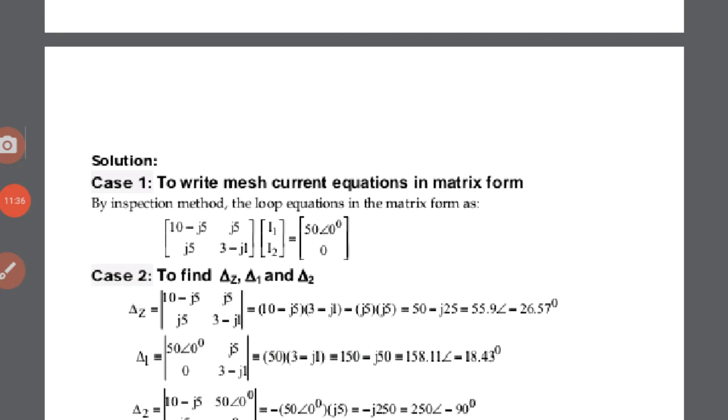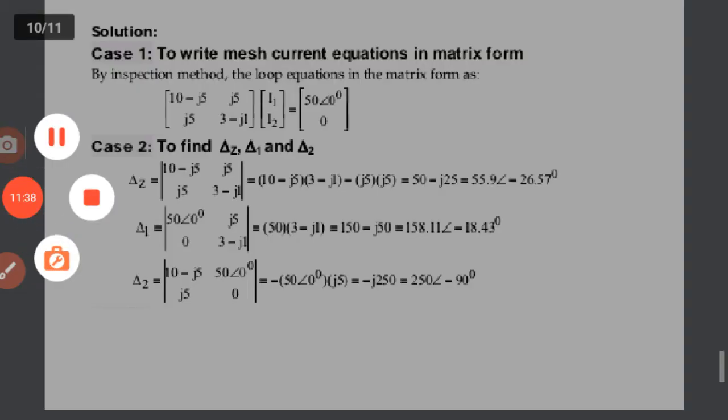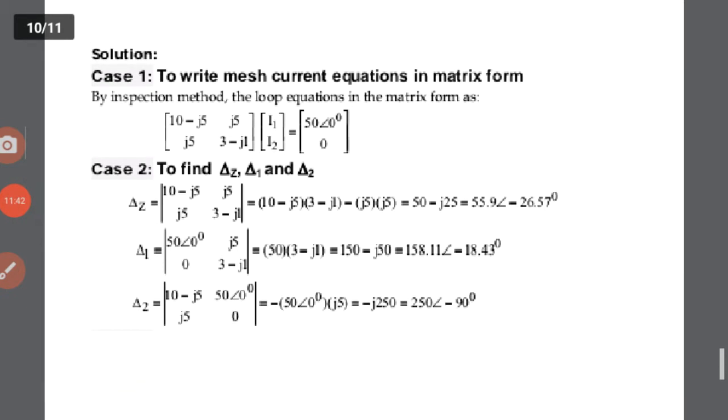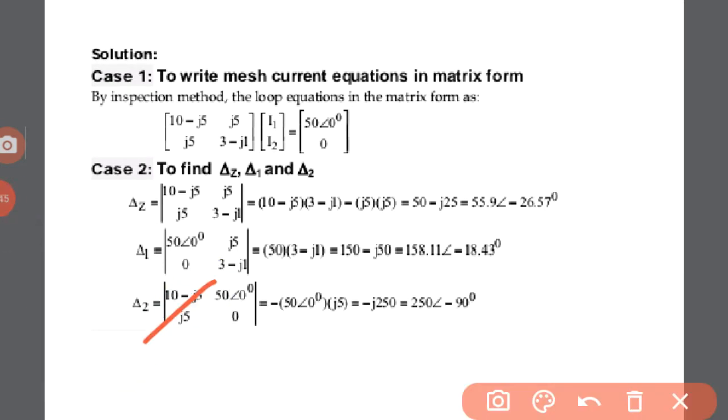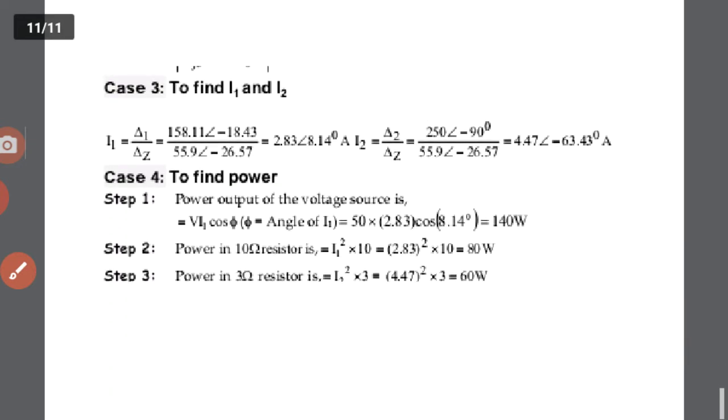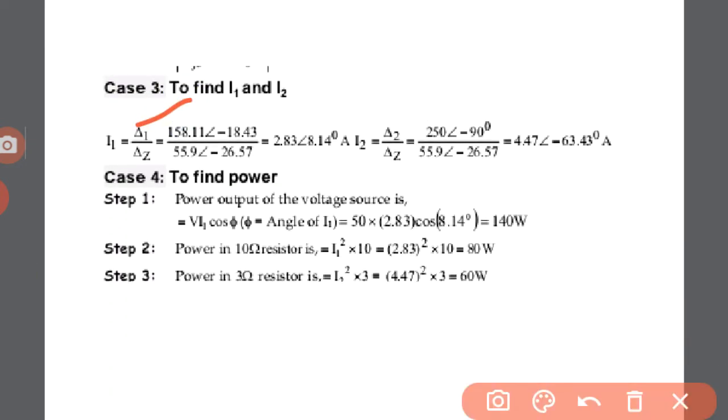After the matrix, determine the values of delta z, delta 1 and delta 2. After that you find the values of I1 and I2. I1 is equal to delta 1 by delta z, so I1 current is 4.47 angle minus 63.43 degrees amperes, and then find the power.